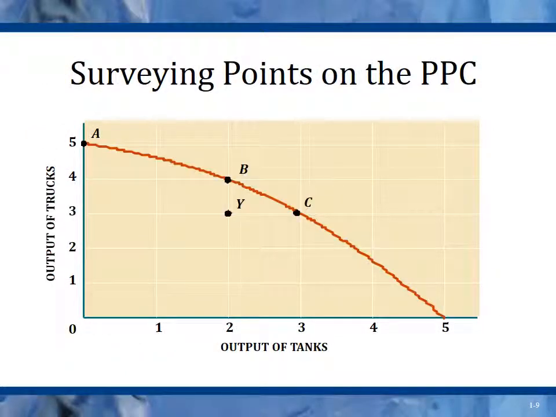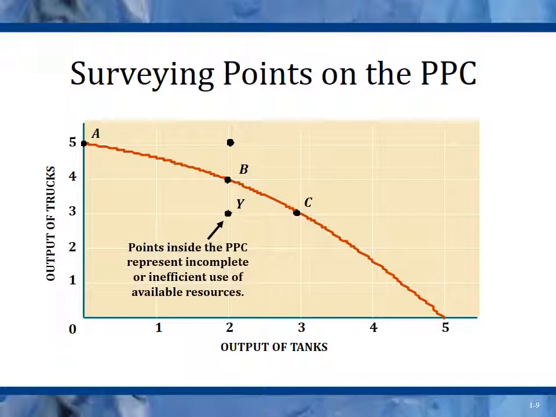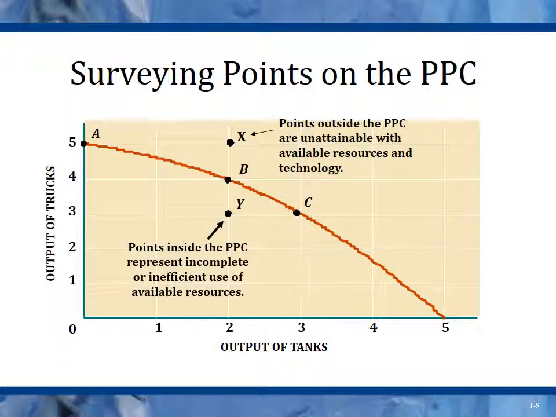So as you're looking at points on the production possibilities curve, points that fall inside the curve represent inefficient use of resources. Okay? And points that lie on the outside of the curve represent points that are unattainable. We can't produce 2 tanks and 5 trucks. And if we produce 2 tanks and 3 trucks, we're not reaching our potential.